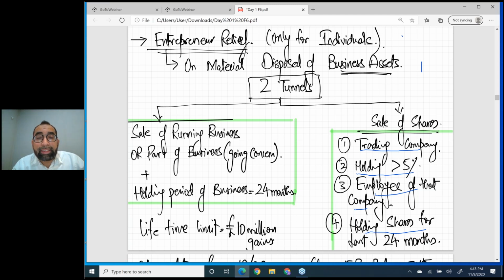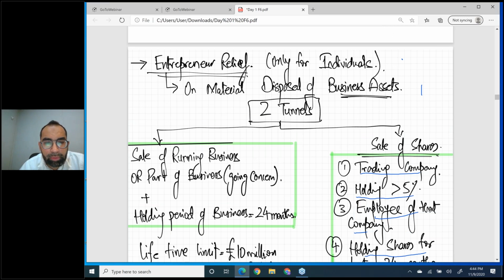And you know, this is one of the favorite areas of the examiner. He plays with students, he misses one or two conditions and then asks, do we apply entrepreneur relief or not? So you have to check. These are very small, tiny things to learn. So these are the two tunnels.